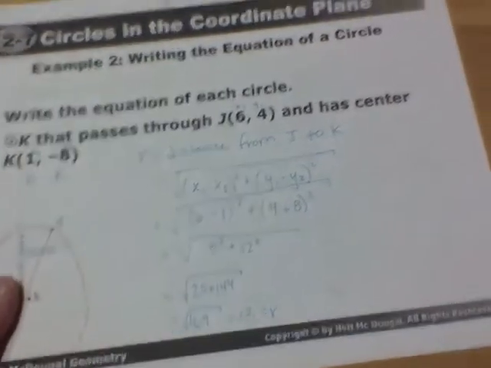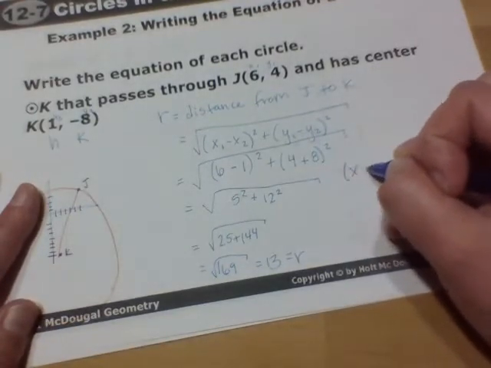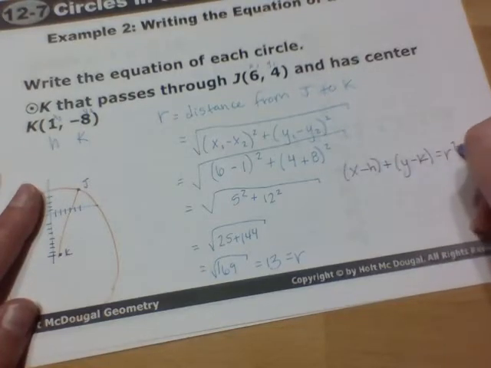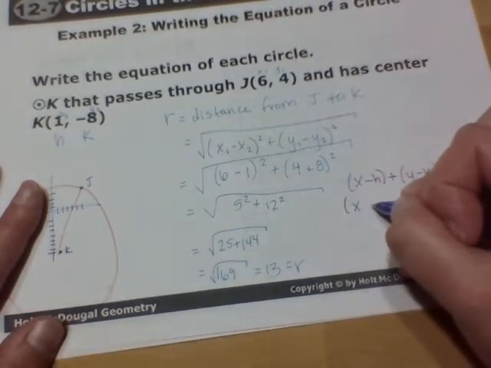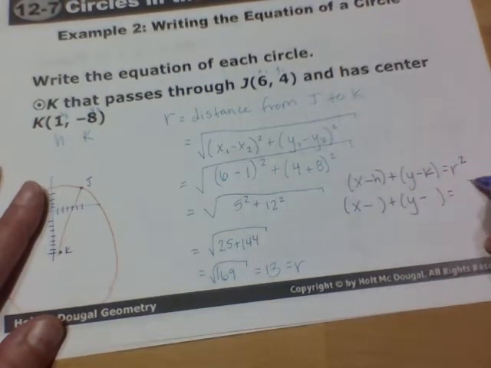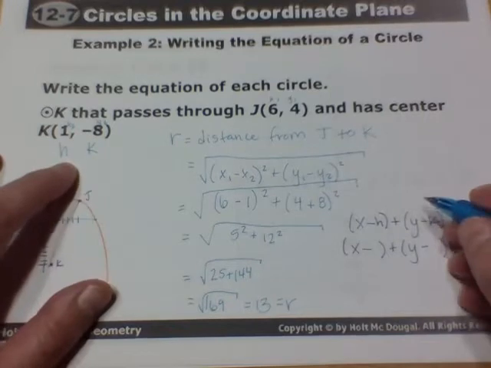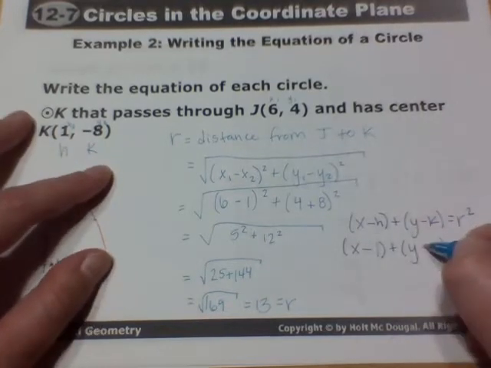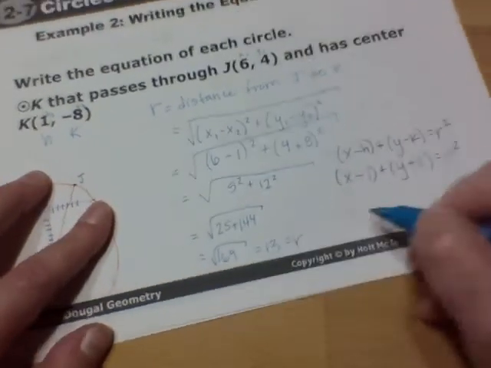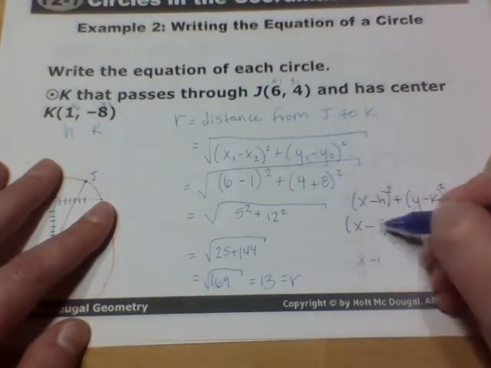And so now we can write our formula. The circle formula tells us that we have (x minus h) squared plus (y minus k) squared equals r squared. And the only things that we need to plug in are our h and our k and our radius. So the radius we just said was 13. The h value is 1 and the k value is negative 8, so I'm going to put a plus 8 there. Oh, I forgot all my squareds.